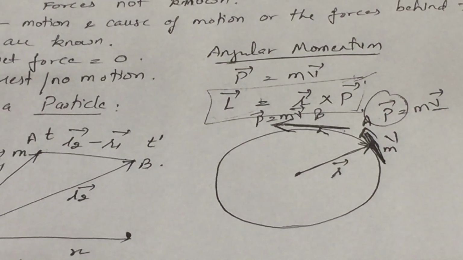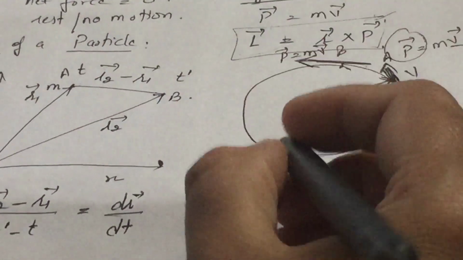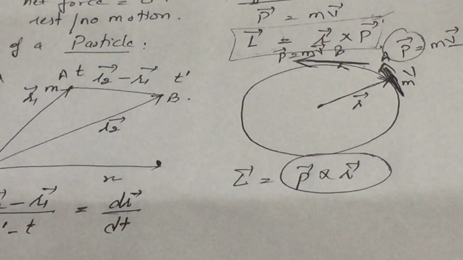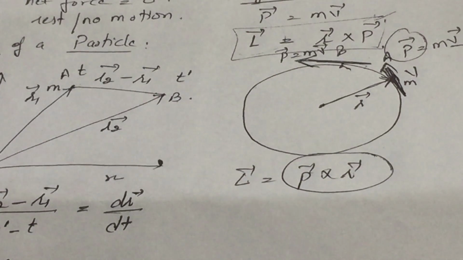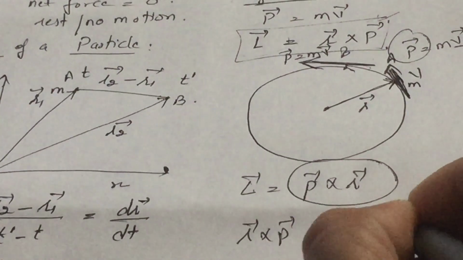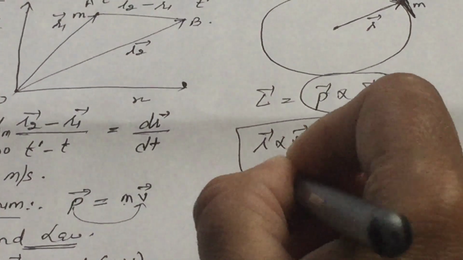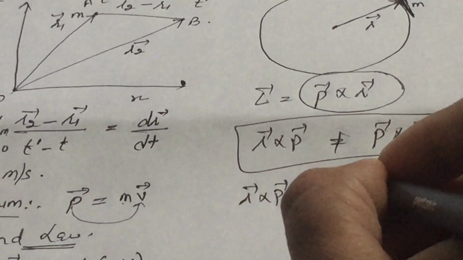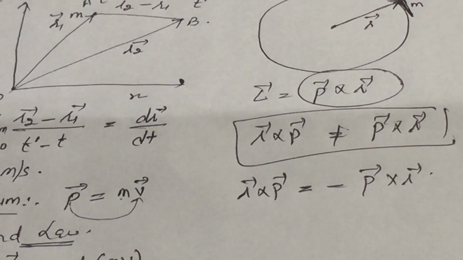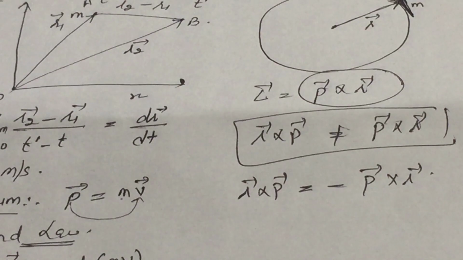The study of this motion of linear momentum is known as angular momentum, and it is the cross product of radial vector and linear momentum. We can't change the order, we can't write L is equal to P cross R, because a cross product is anti-commutative, meaning R cross P is not equal to P cross R. The cross product of two vectors is not commutative, it is anti-commutative. It means R cross P can be written as P cross R, but with a negative sign.